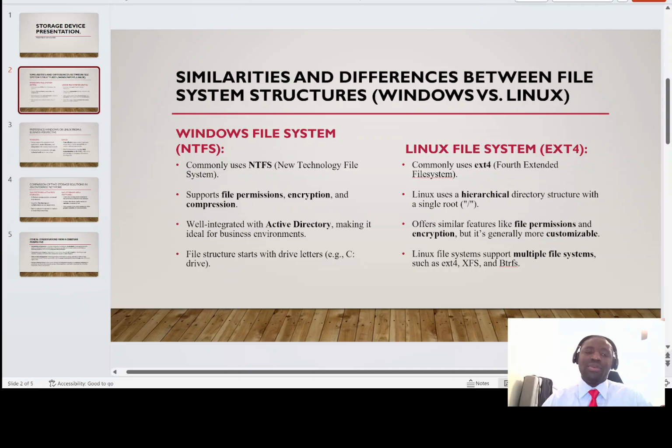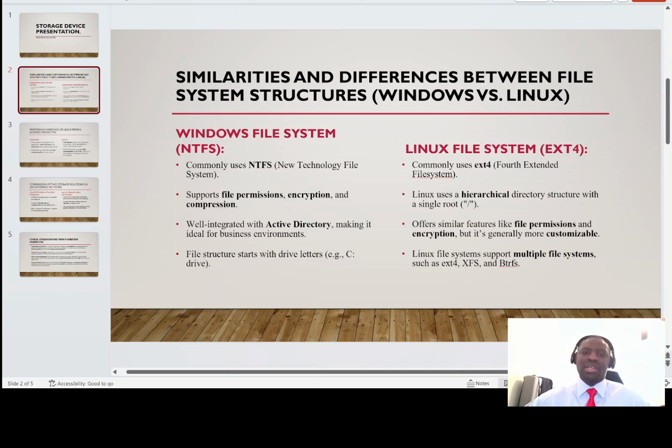And if we have to talk about the differences, Windows uses the New Technology File System, meanwhile Linux uses the common fourth extended file system. Windows supports file permission, encryption, and compression. Meanwhile, Linux uses a hierarchical directory structure with a single root. Windows is well integrated with Active Directory, making it ideal for business environments. Meanwhile, Linux offers similar features like file permissions and encryption, but it's generally more customizable.